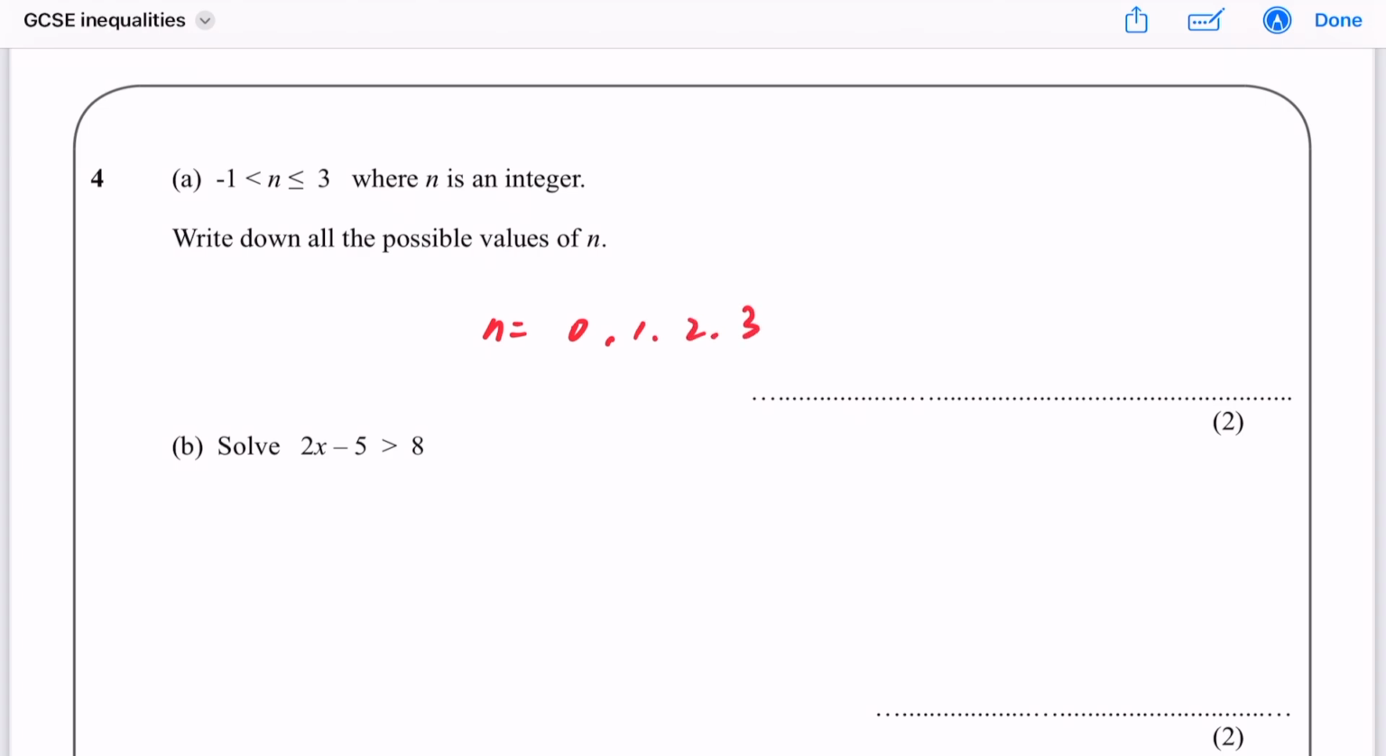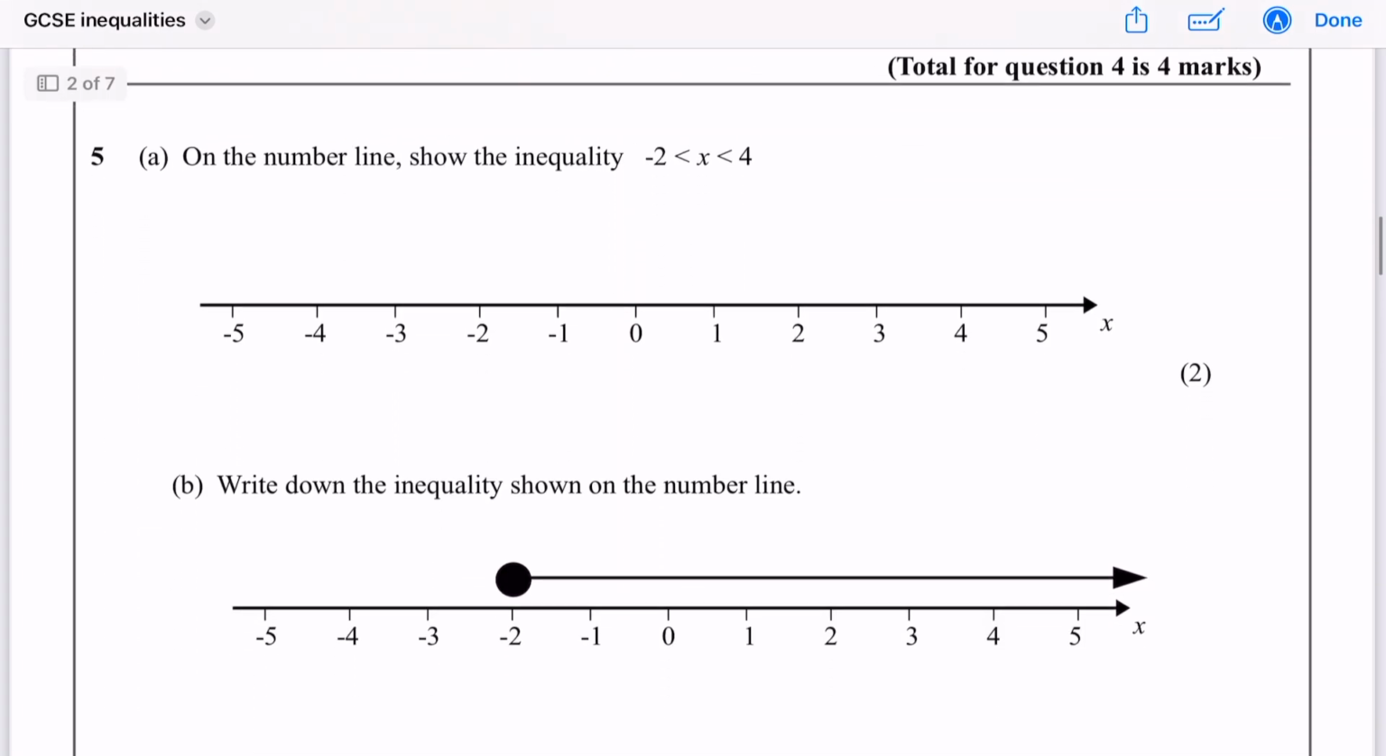And then the question asks us to solve the inequality. Same thing as before, let's do a rearrangement first. 2x is greater than 8 plus 5. 2x is greater than 13. x is greater than, dividing both sides of the inequality by 2, 13 divided by 2. We can leave it there as the final answer, or if you want, you can change it into a decimal. Alright, and then question 5.